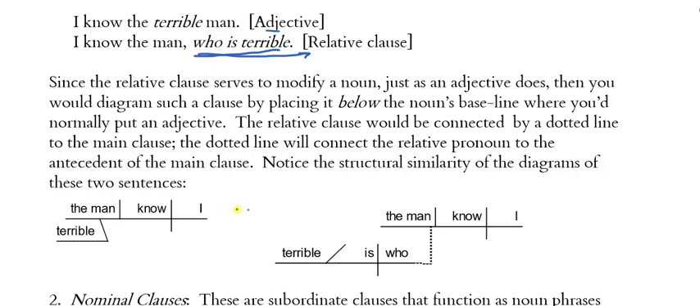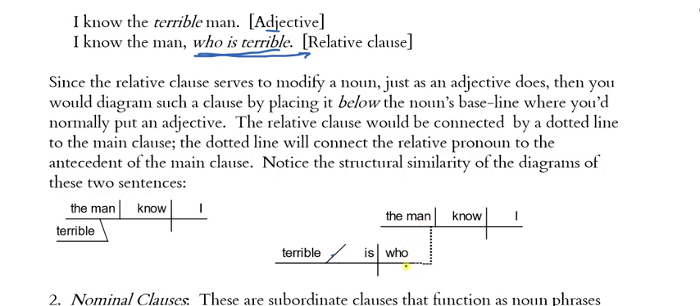Here is I know the terrible man. Subject, verb, direct object, using our sentence diagram structure. And then terrible is the adjective, and it's under man because the man is what's being modified by that adjective. Over here, I know the man, but now no longer an adjective, but a whole relative clause, who is terrible. And notice here that what I've done is I've used a dotted line to connect the word man and the relative pronoun that stands for the man.